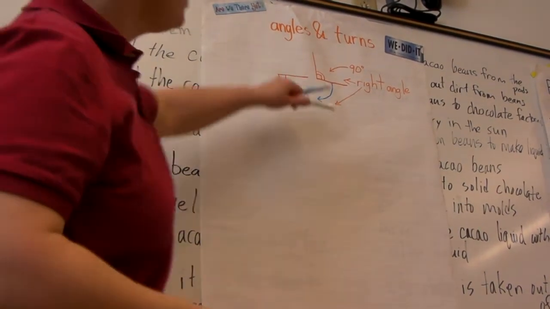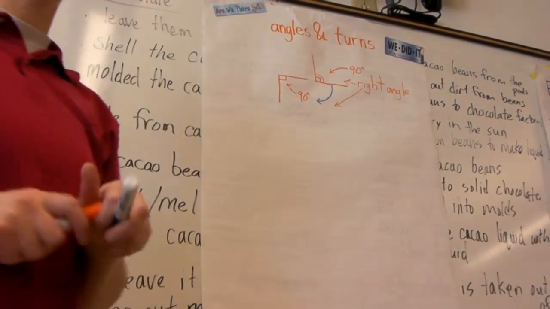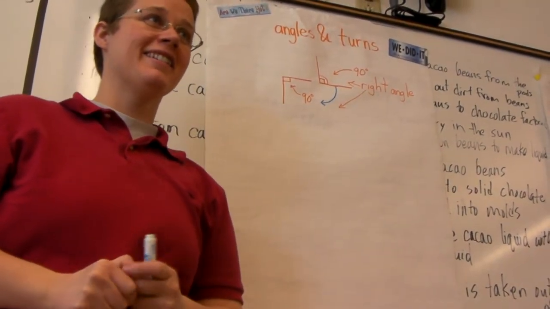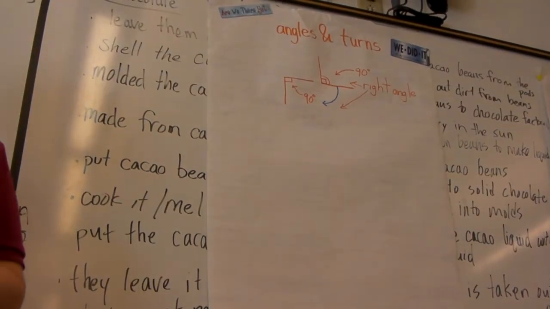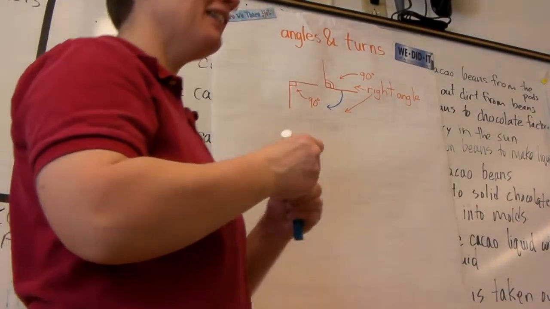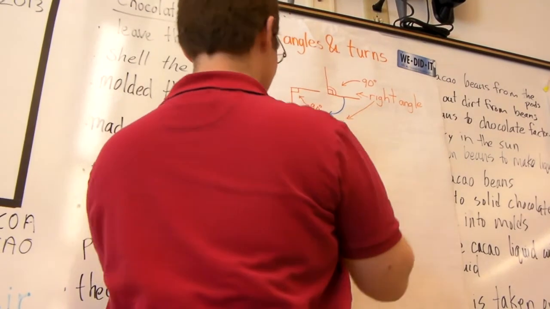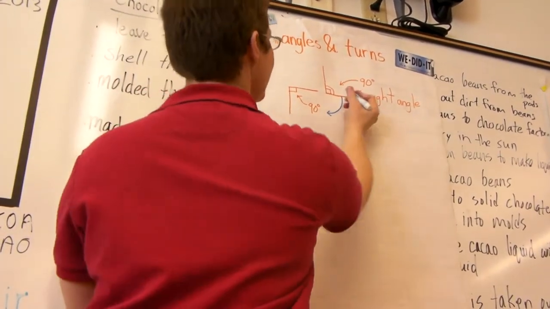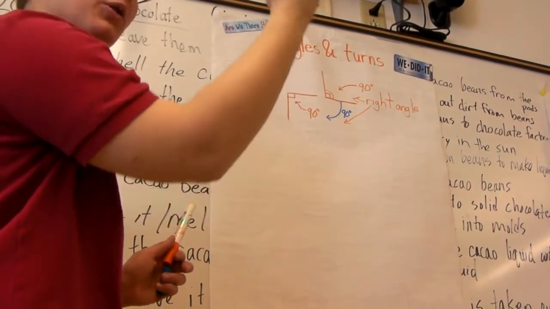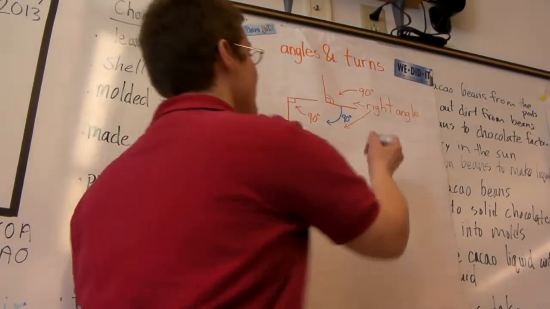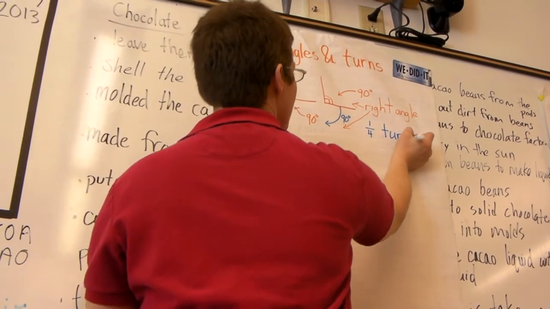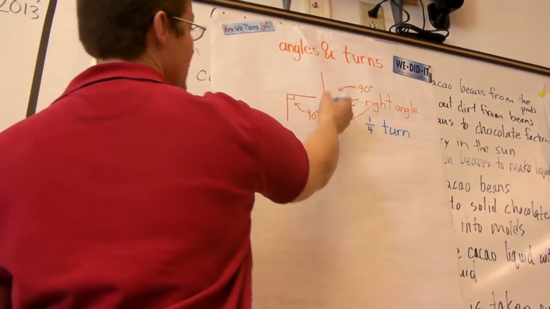And if I rotated it that much, how many degrees did I rotate it? I rotated this 90-degree angle 90 degrees. So that's a 90-degree clockwise, right? Quarter turn. That's it. So one quarter turn. Now I'm going to take this angle and keep rotating it.